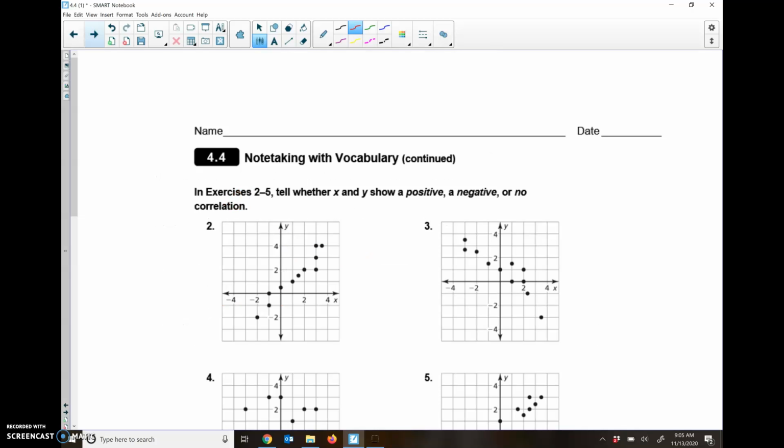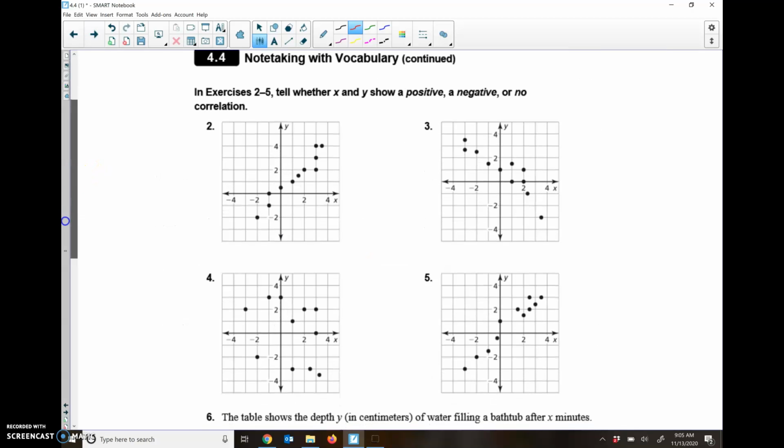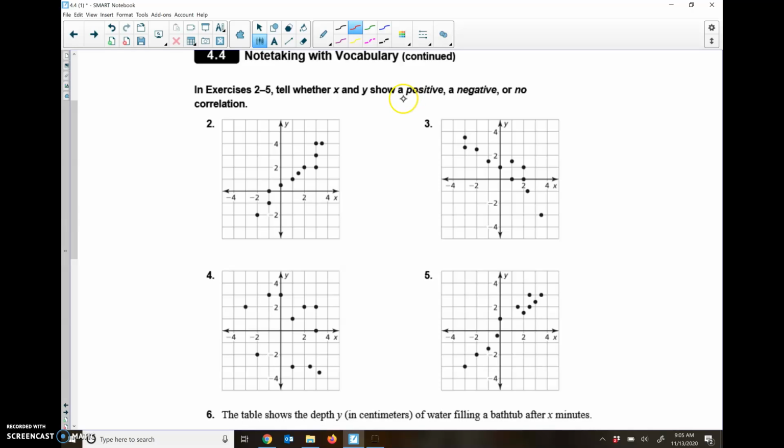All right. Here, 2, 3, 4, 5, want us to say pretty much what I talked about before. Is it positive, negative, or no correlation? These should be a little simpler because there are no words. We're just looking at the graph and we're talking about most of the dots. There's always going to be an outlier on there, that one random dot that doesn't mean anything. But when we're talking about the correlation, we're talking about most of the dots.